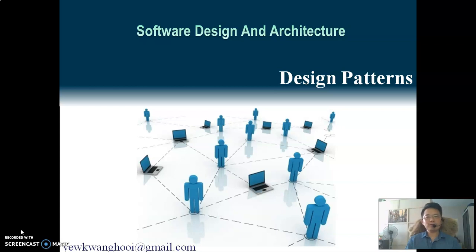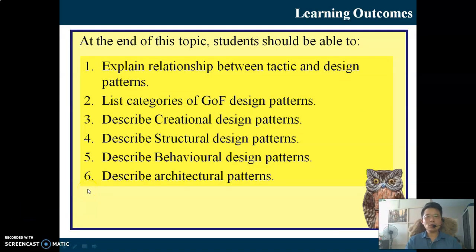In the first part of the final module, Design Patterns, we are going to learn what a design pattern is. We are going to explain the relationship between tactics and design patterns. We're going to familiarize with the different categories of design patterns according to Gang of Four. And we are going to learn a few examples in creational design patterns, in structural design patterns, in behavioral design patterns, and finally, we are going to revise some common macro architectures.